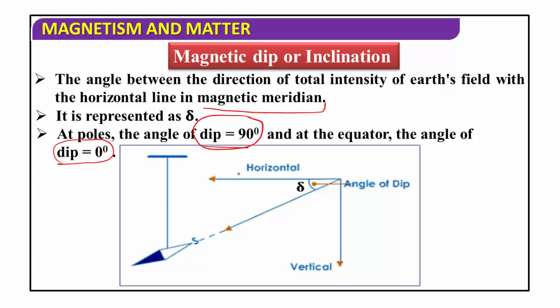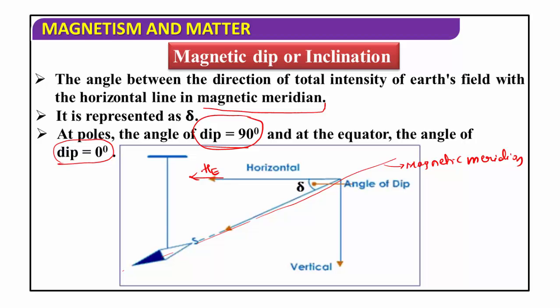And here, this is the horizontal component of the Earth's magnetic field. This is the magnetic meridian, a vertical plane passing through the magnetic axis of the Earth. The angle is between the magnetic meridian and the direction of the total intensity of the Earth's magnetic field, which is mathematically denoted by the symbol HE.